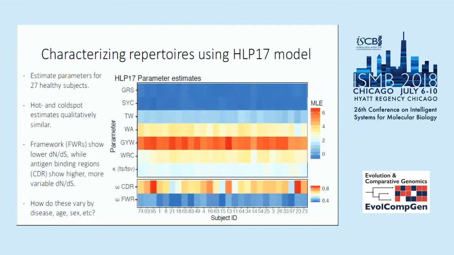So framework regions are used for structural purposes and are generally under more constraint, whereas CDRs are antigen binding and are usually more neutral. And we can see that there's actually quite a lot of variation among subjects in the selected constraint on the CDRs, which leads us to ask, does this vary by disease state, age, or sex? And unfortunately, you're just going to have to wait to hear the answer to that for another time.